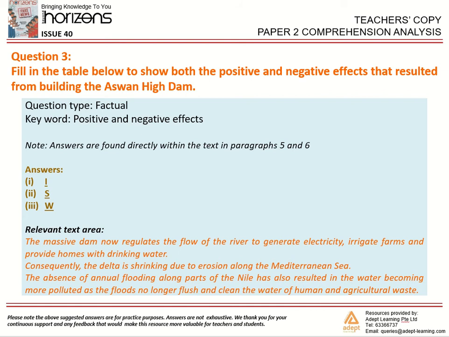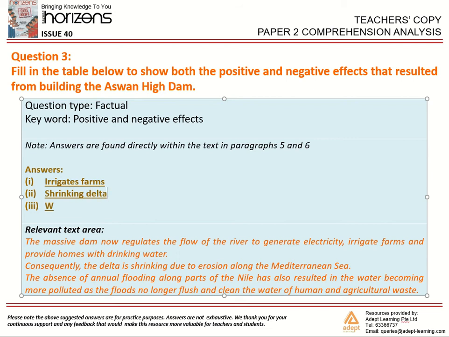So where is the answer? The answer would be irrigation farm. Just now we found that. And then another one is about the shrinking delta, or you can say the soil erosion. And lastly, the polluted waters, so you can say water pollution. So these are nouns. Okay, next question.